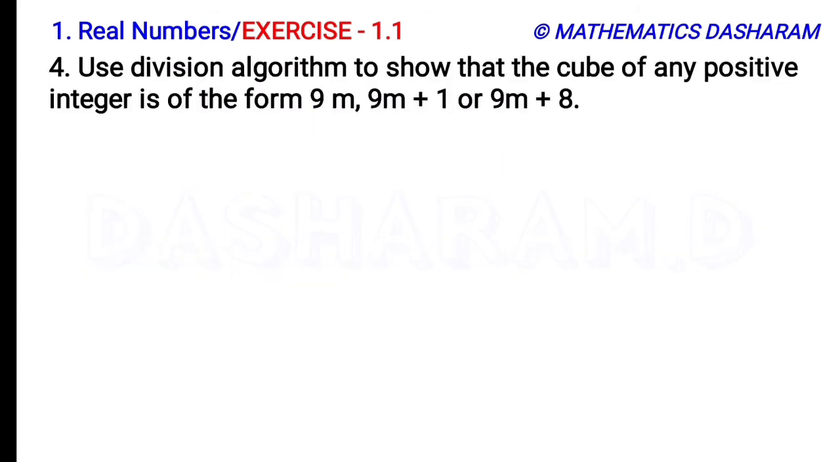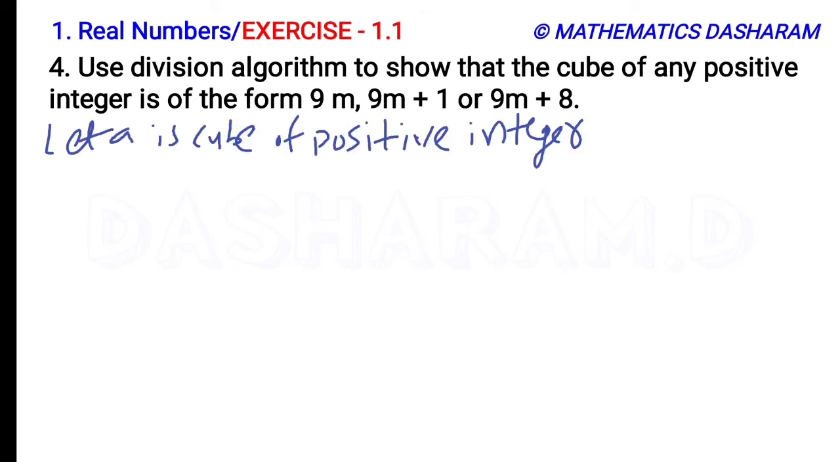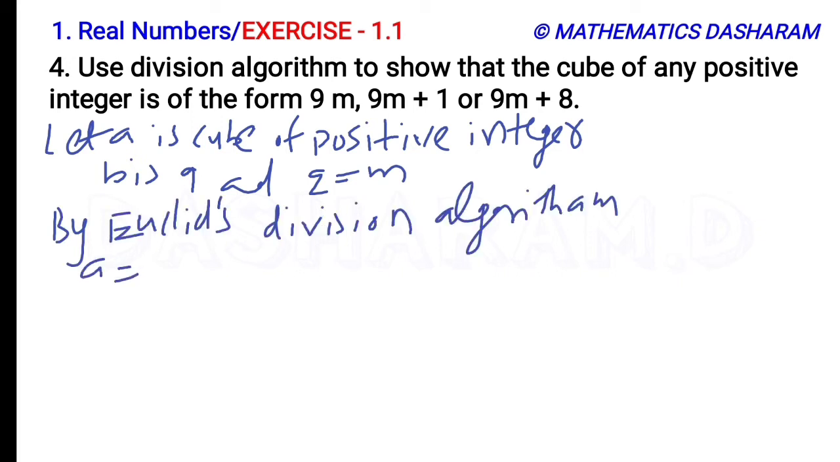Fourth question, it is also important. Use division algorithm to show that the cube of any positive integer is of the form 9m, 9m plus 1 or 9m plus 8. Let a be the cube of a positive integer. Next, b is 9. Next, q also changed. Q is m. So by Euclid division algorithm, a equals bq plus r, where 0 is less than or equal to r less than b.